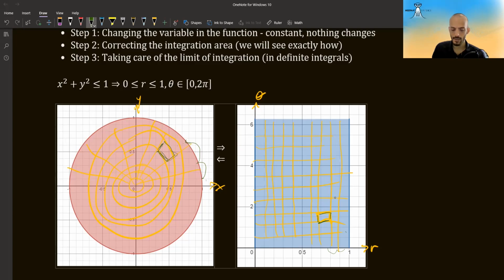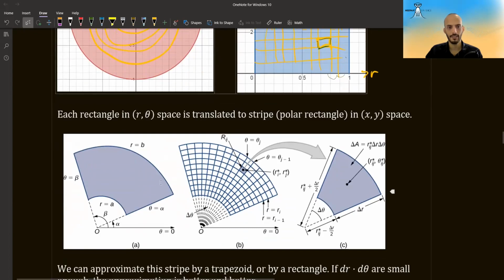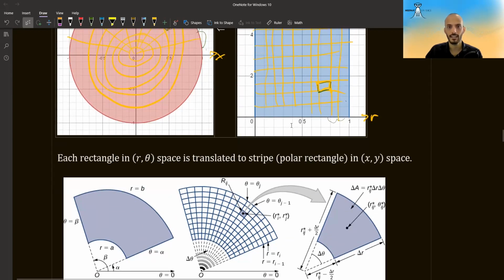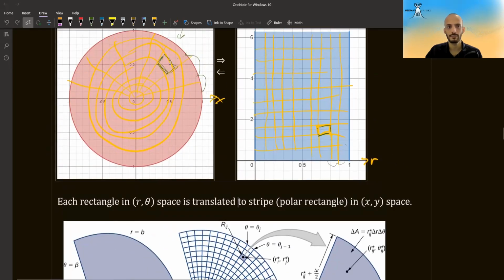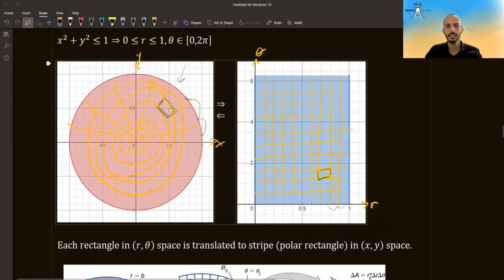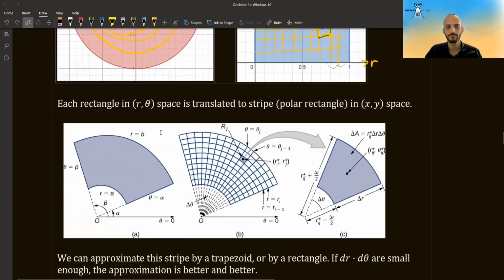And remember, we actually are interested in the area here, right? So here is a better graph that I took from a website that I will post a link to in the description. But in general, each rectangle in r theta is translated into some weird stripe, or we can call it maybe a polar rectangle in the xy space. We need to approximate how much this area is equal to in regards to this area. So if here it's like 0.1 times 0.1, how much is it here?